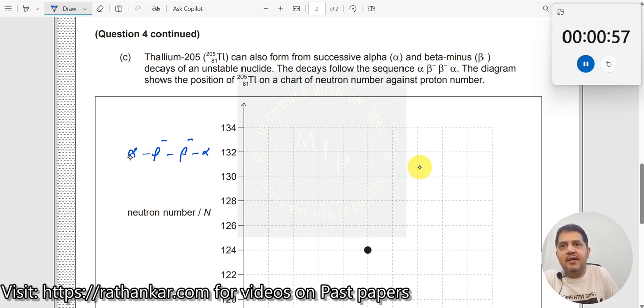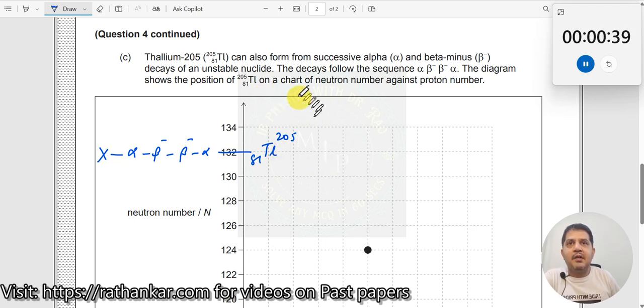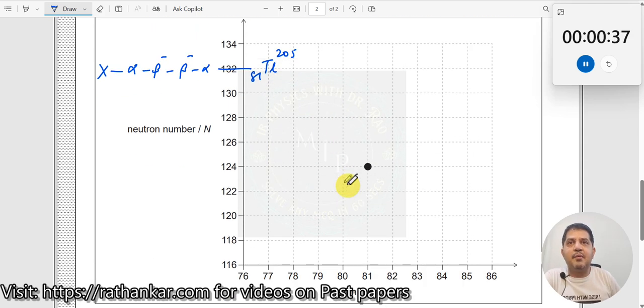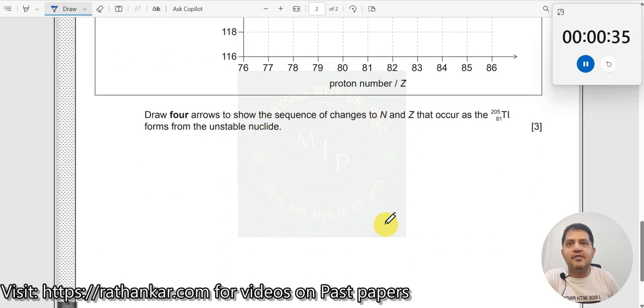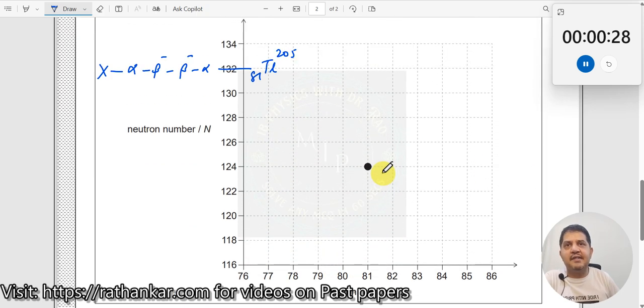Initially you have some nucleus X over here. After this you get alpha, then beta minus, then beta minus, and so on. Then you get an alpha, and finally you get 81 thallium 205. This is what you get. A plot of the chart of neutron number versus proton number is also given over here. What is the question? Draw 4 arrows to show the sequence of changes to N and Z as it occurs. Here you need to show the sequence of changes.